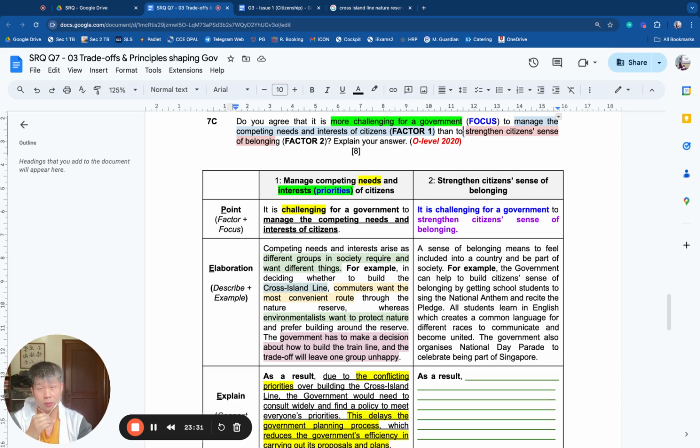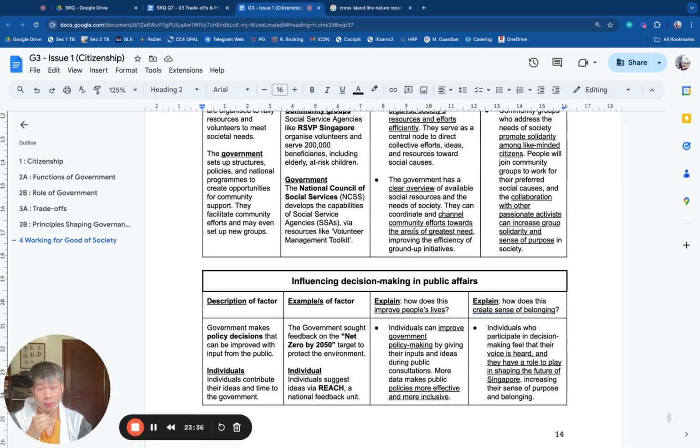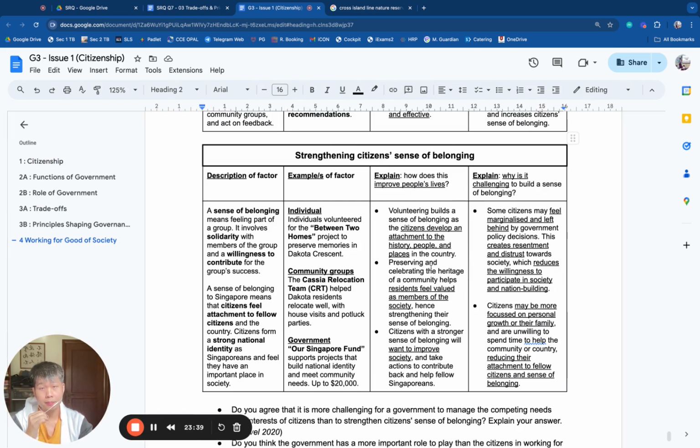And the idea of strengthening sense of belonging comes from chapter 1 and also comes about in chapter 4. And in chapter 4, in fact, the angle of chapter 4's idea of sense of belonging is about how citizens build sense of belonging with the government. It's not about how it's challenging. I repeat, in chapter 4, yes, there's a factor about strengthening sense of belonging, but the angle in the textbook is about how we build sense of belonging together, citizens and government. It's not about why it poses a challenge.